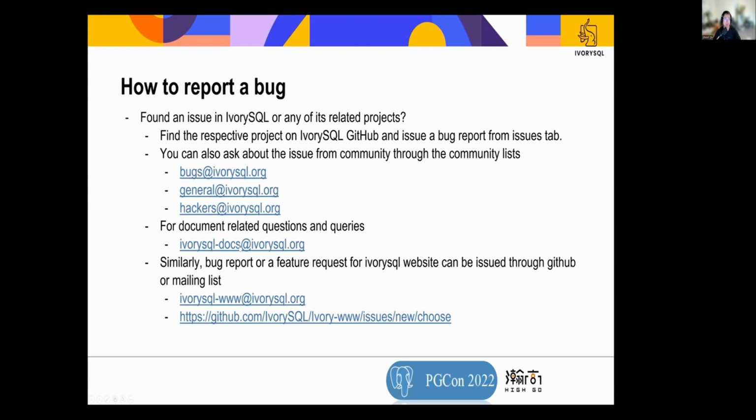How to report a bug? GitHub issues is the most efficient way to open bugs. You can also send an email to the email lists for bugs, general questions, hackers, and documentation related questions. To be frank, opening a bug or feature request on GitHub is the most efficient way, and we welcome anyone to raise comments or give feedback to this project.